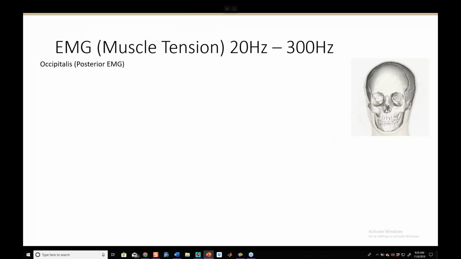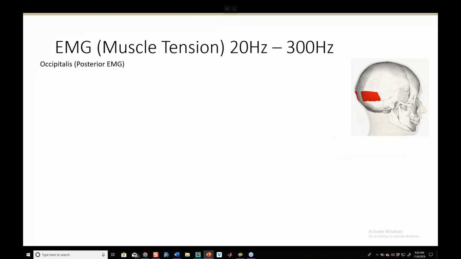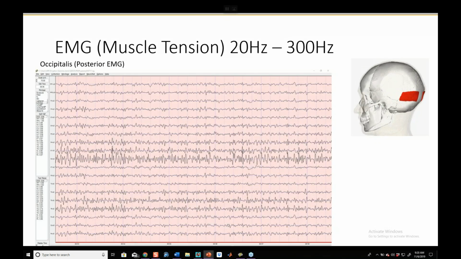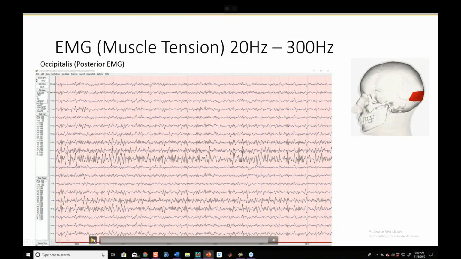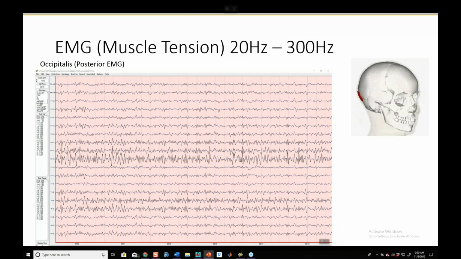The occipitalis, however, is not as obvious. So the occipitalis is generally going to run 20 hertz to 300 hertz. And it's these two little rectangular shaped muscles on the back of the head. And so you'll find that individuals with short, squat necks happen to have this type of EMG.